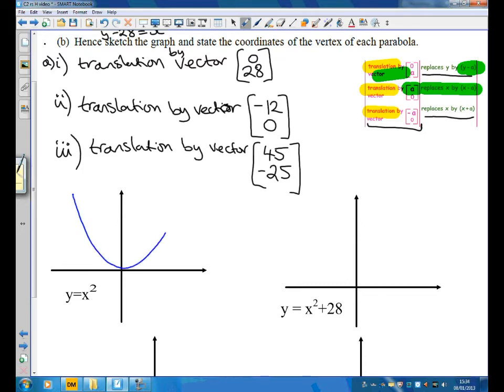So the first one was x squared plus 28. Now we said this was a translation by vector 0, 28, which means our x squared graph has got to go up 28 squares. So we've moved our graph up 28. Now this makes the vertex now 0 in the x, but 28 for the y coordinate.